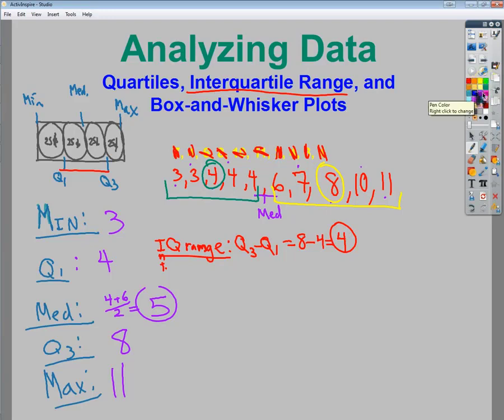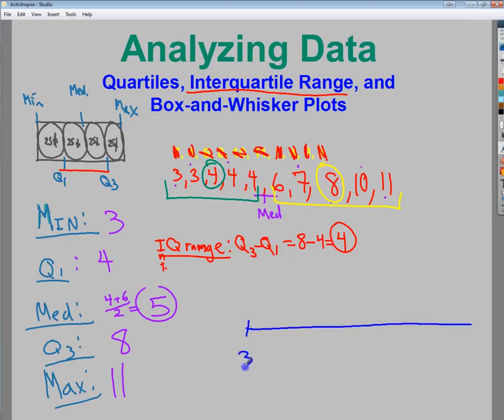For box and whisker plots, you want to start out with a number line underneath, and it has two dots, one at the minimum, one at the maximum. So I'm going to make my little setup. I'm going to have 3 at the one end, 11 at the right side. So I'm going to make little dots here. Those are eventually going to be my whiskers.